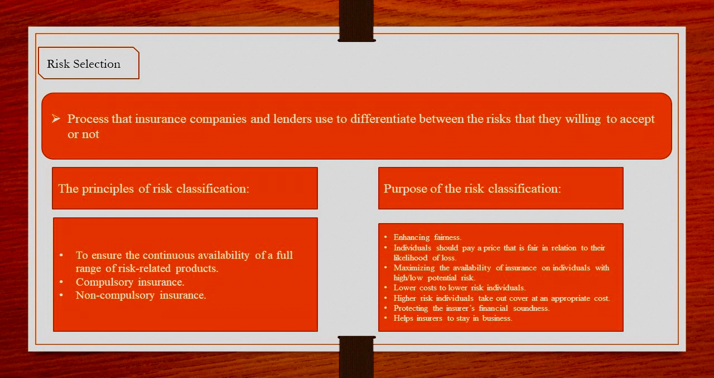Protecting the insurer's financial soundness. It helps insurers to stay in business. Through risk selection, insurance companies are able to stratify risks so that similar risks are grouped together and charged the same premium. The stratification prevents excessive cross-subsidization between risk groups.